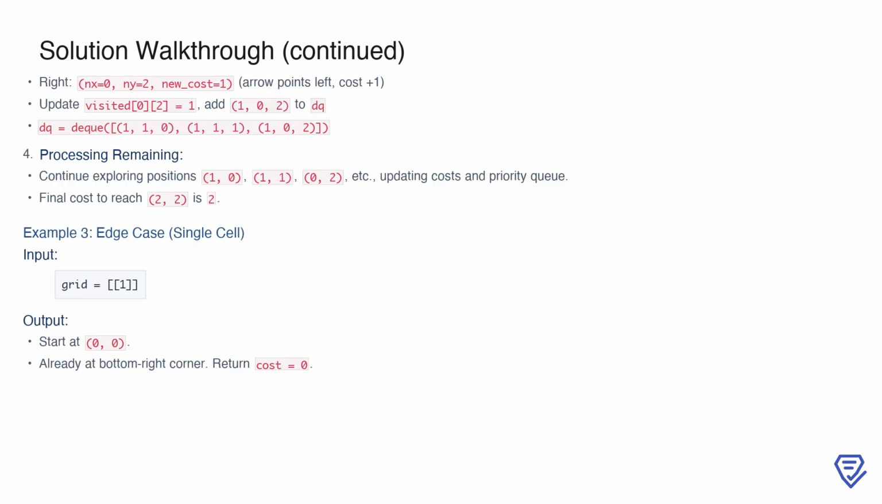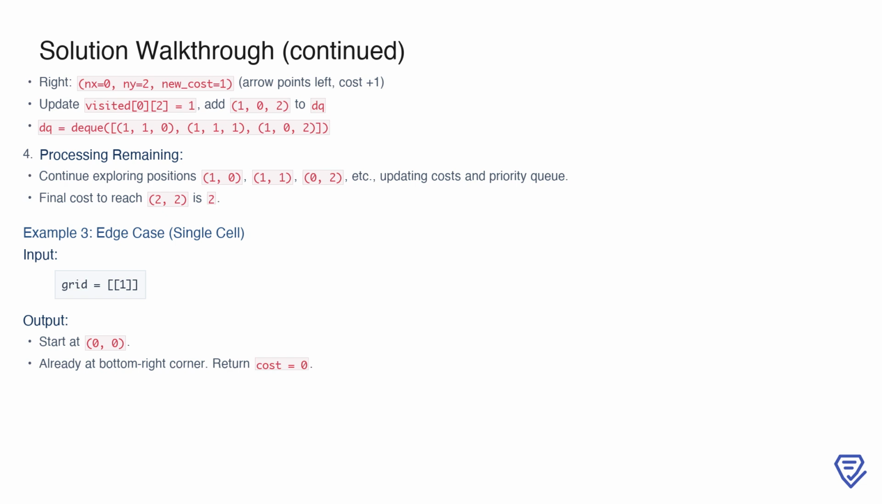From (0, 1), we also explore moving right to (0, 2). This move requires a direction change, so the cost is 1. We update the cost of (0, 2) to 1 and add it to the queue. At this point, the queue contains several positions, including (1, 0), (1, 1), and (0, 2).